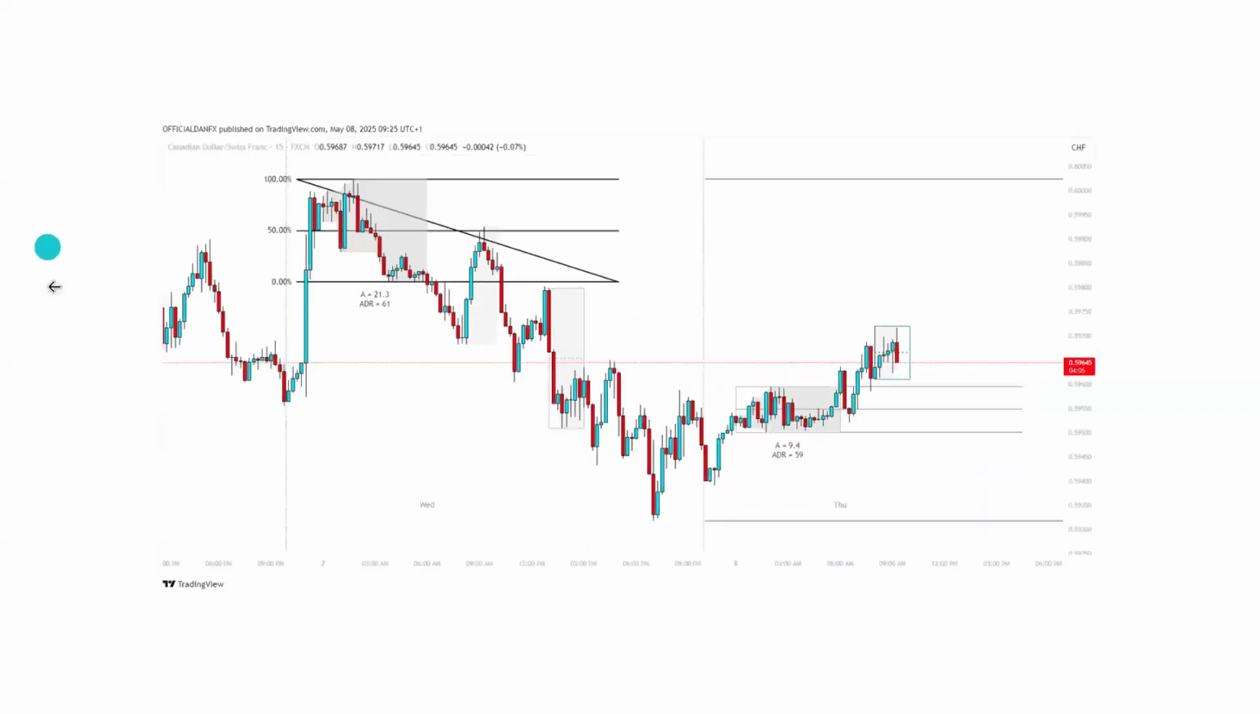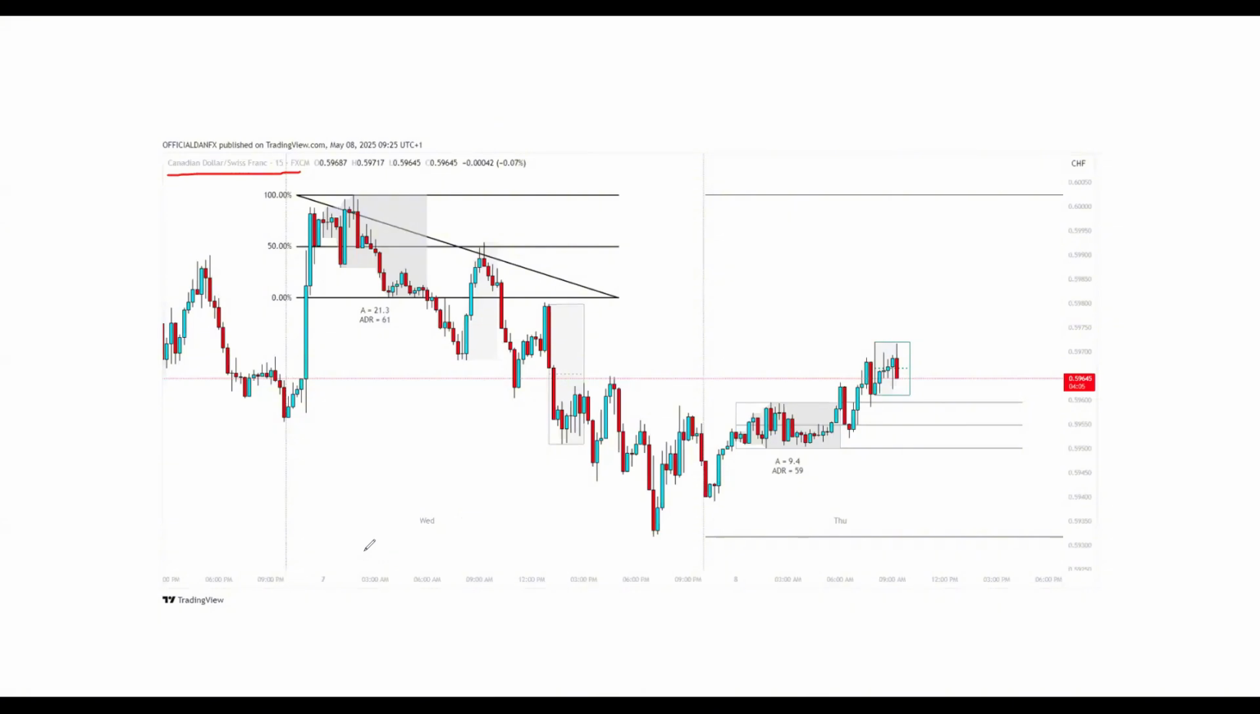We have another example here. We can see this one even happened just recently. I think this is CAD CHF, right? This happened recently. I think yesterday. Yeah, this happened yesterday because this is today. All right, so you can see price broke to the downside first, went back up, came to the 50% of the range here, just tapped it, tapped the middle of the range. You enter on the sell, take this back down, all the way back down.